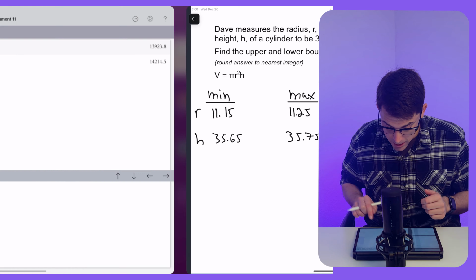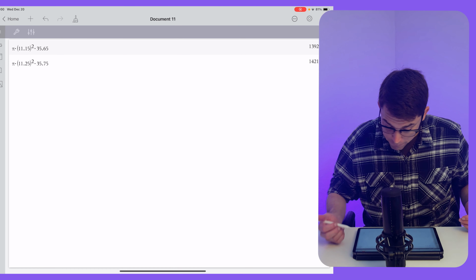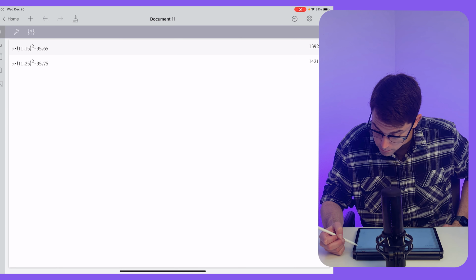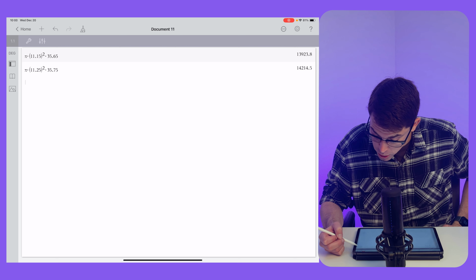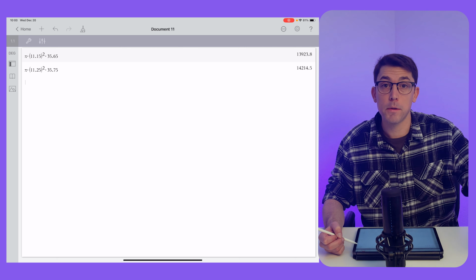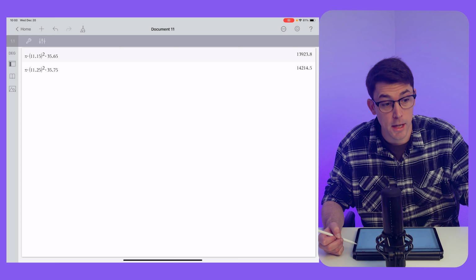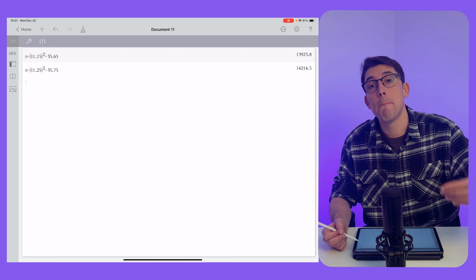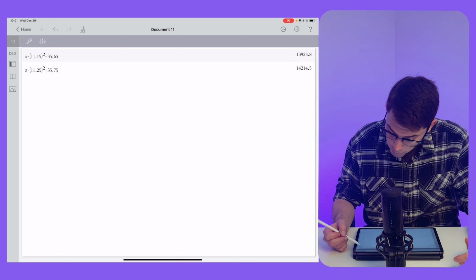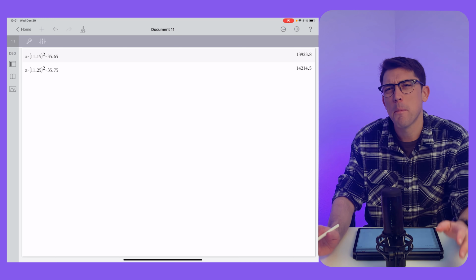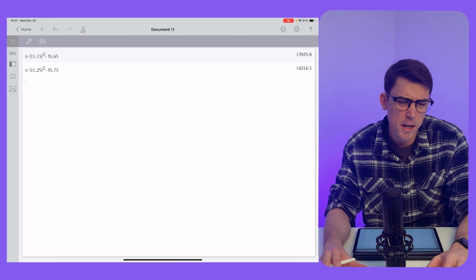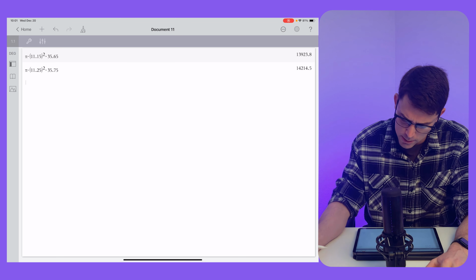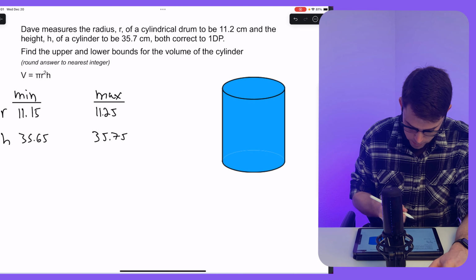I already went ahead and did that in my calculator, and I found that the minimum possible value is 13,923.8. That would round up, because remember, this is the nearest integer we're talking about. So I would round up to 13,924. For my maximum value, I would have 14,214.5. But remember, this one's a little bit weird because it's our maximum value, so we're actually going to bring that one a little bit down.